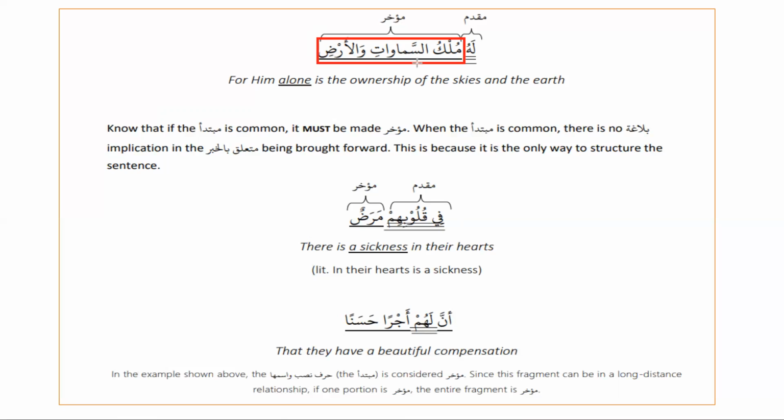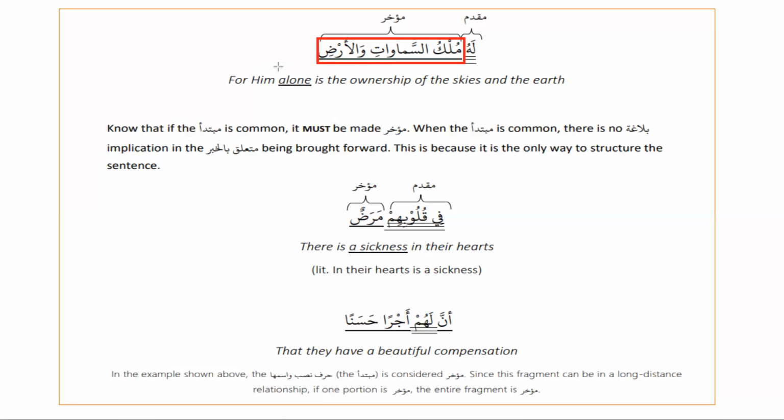matuf alayh, right? So this is mubtada, but this mubtada which is muakhar is proper because as-samawati mudaf ilayh is proper. So mulku is also proper. So this is marfa, mubtada muakhar, but marfa. So over here in translation, we are going to translate with exclusivity. For him alone is the ownership of the skies and the earth.